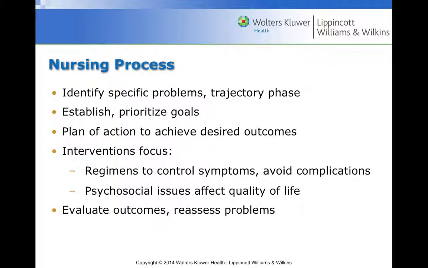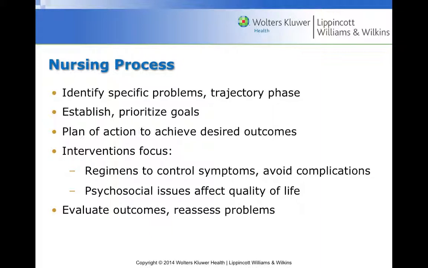So when we look at step 1, of course, we'll identify by assessing the patient to determine the specific problem identified, and you will work with the patient and their family members as well as other healthcare providers. Once we have established what is actually going on and the trajectory phase of their disease or disorder, we want to establish and prioritize some goals. Of course, make sure your goals are measurable and obtainable.